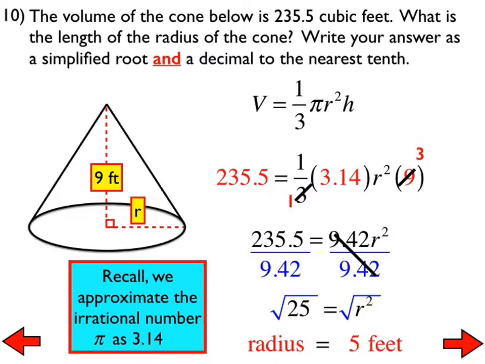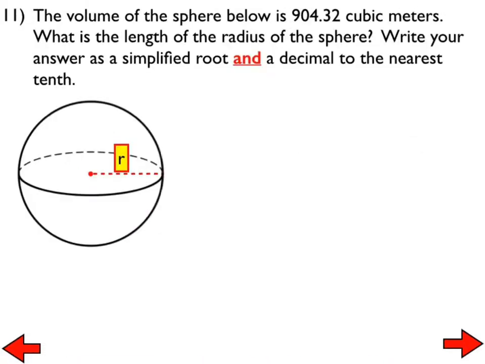Number 11 says the volume of the sphere below is 904.32 cubic meters. What is the length of the radius of the sphere? I guess in order for you to do that, you need to be reminded of what the sphere volume formula is. It is V equals 4/3 pi r cubed. I'm going to let you work on that by yourself for a minute or two, and then I'm going to have you get together with your shoulder partner and come to a consensus on what that radius should be.